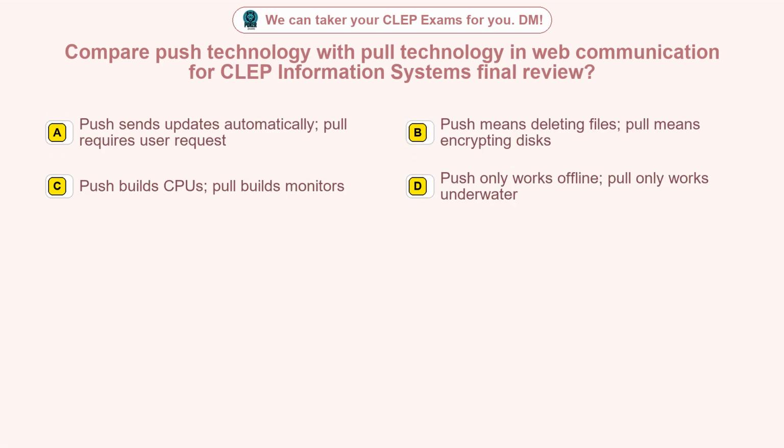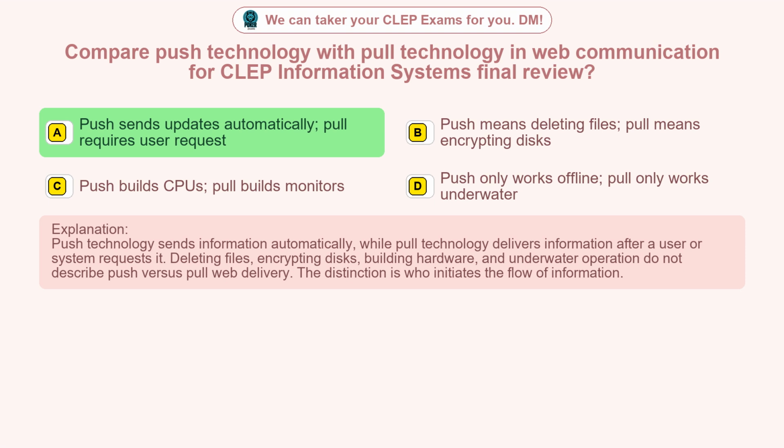Question 30. Compare push technology with pull technology in web communication for CLEP Information Systems final review. Option A. Push sends updates automatically, pull requires user request. Option B. Push means deleting files, pull means encrypting disks. Option C. Push builds CPUs, pull builds monitors. Option D. Push only works offline, pull only works underwater. The correct answer is option A. Push sends updates automatically, pull requires user request.